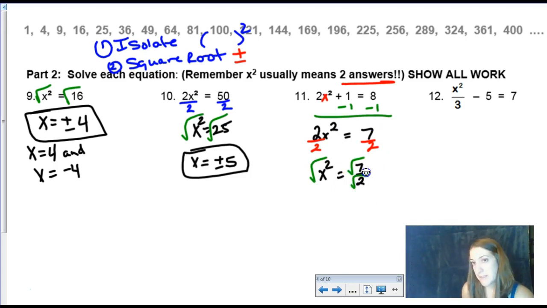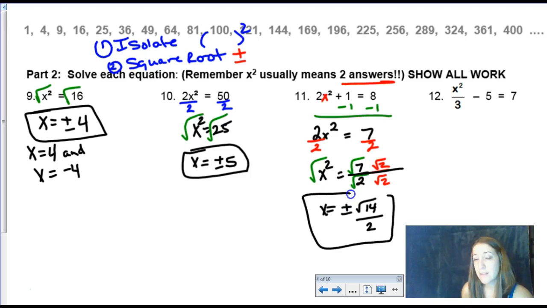Bit of bad news, though, guys. That 2 is not going to reduce, so we're going to have to rationalize. We end up with x equals, go ahead and throw it on a plus or minus. Up top in this numerator, I have square root of 7 times square root of 2, so that's square root of 14. And then down in the denominator, square root of 2 times square root of 2 is a 2. 14 over 2 does not reduce because it's not 14, it's a square root of 14.